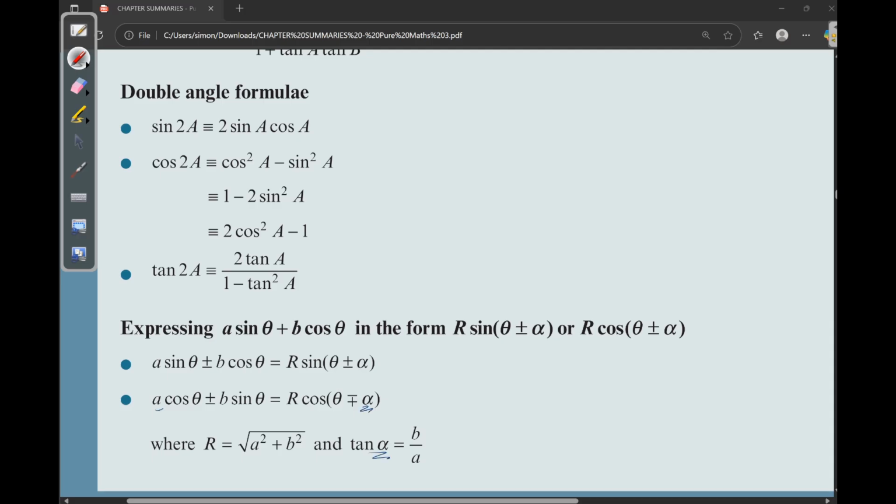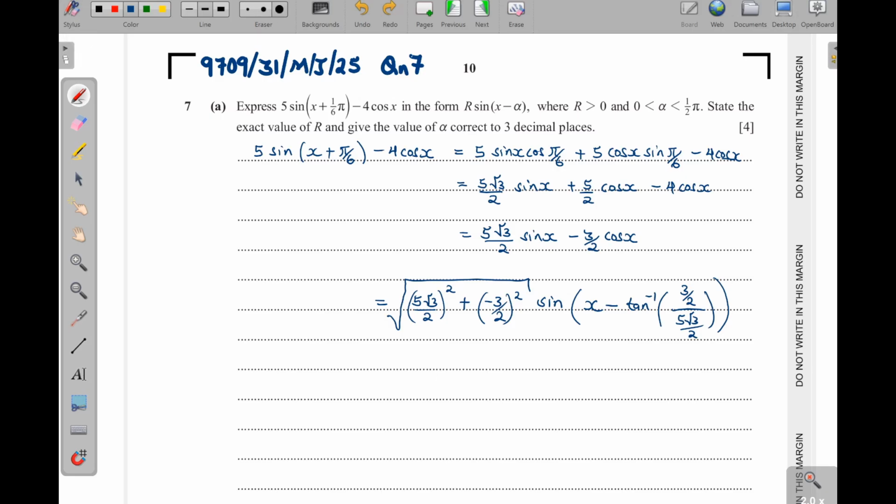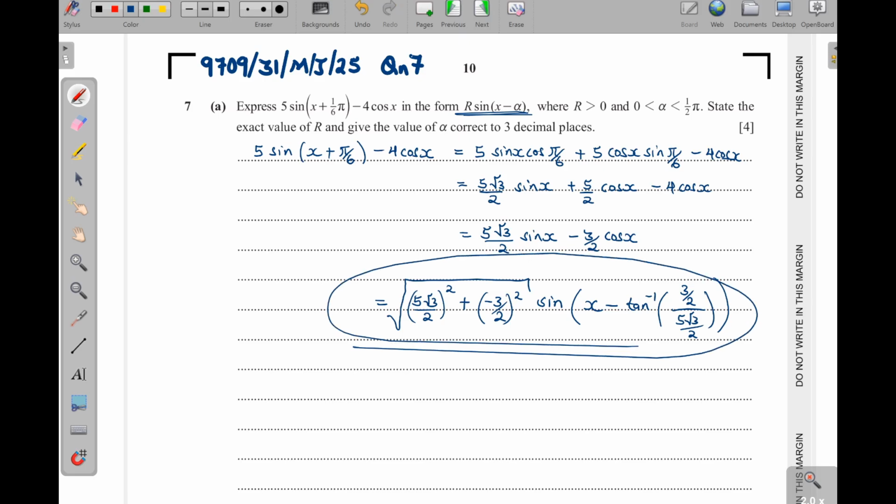So the coefficient of cosine here is the one that is down here. If you are expressing it in terms of cosine, that is the same thing that I've done here, that I'm expressing it in terms of sine. So the coefficient of sine is the one that I'm going to put here, as simple as that. But if you have time, you can expand, then you equate the coefficients of sine x and also cosine x, and then you solve accordingly. You will still come back to this.